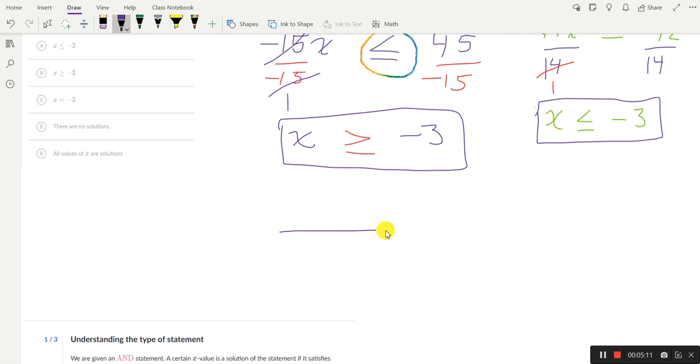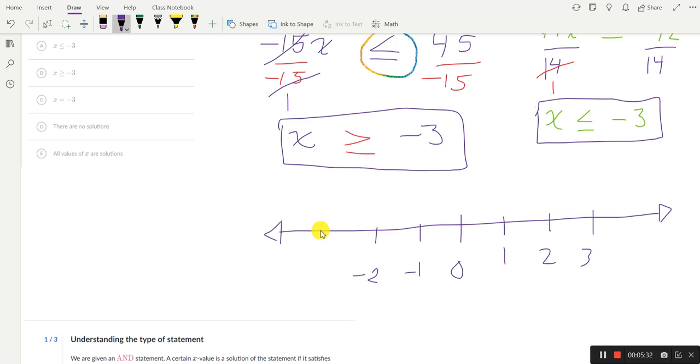So I'm going to graph this. It's not very straight, but I'm going to graph this. I'm going to say that this is 0, 1, 2, 3, 1, 2, and 3. And this is -1, -2, and finally -3.